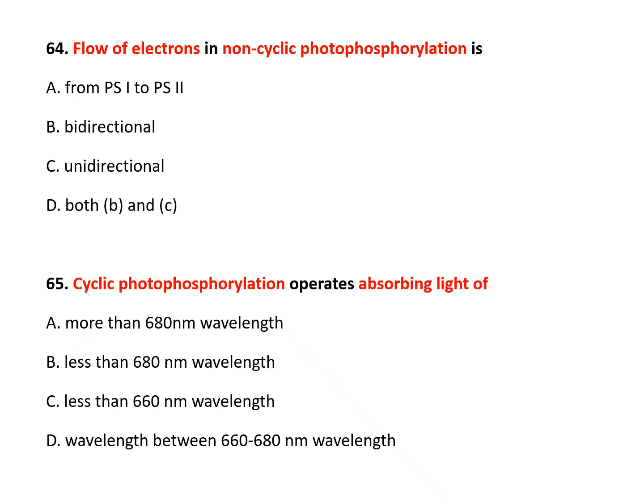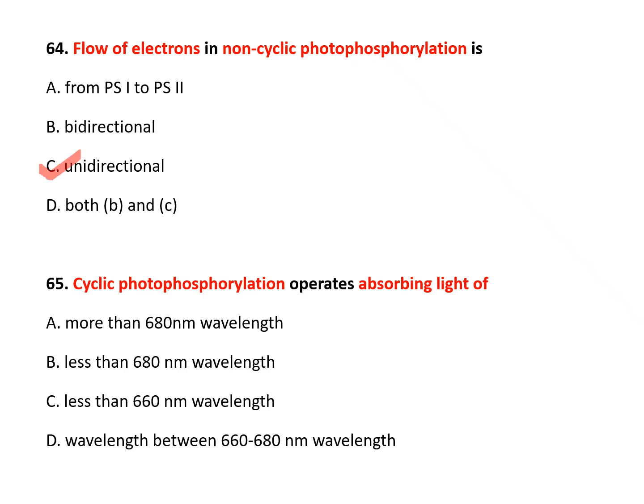The next question, number 64. Flow of electron in non-cyclic photophosphorylation is option A, from PS1 to PS2, option B, bidirectional, option C, unidirectional, option D, both B and C. Correct answer is option C, unidirectional.